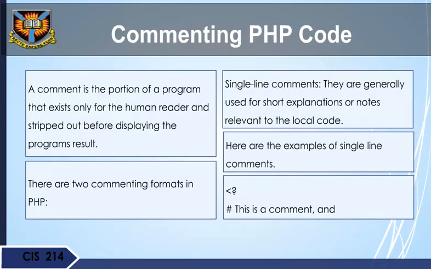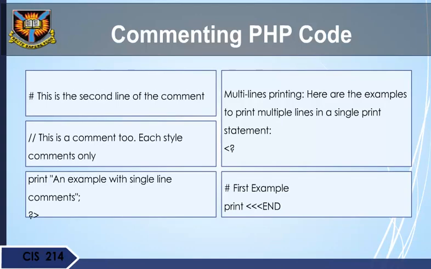Commenting PHP code. A comment is the portion of a program that exists only for the human reader and is stripped out before displaying the program's result. There are two commenting formats in PHP. Single-line comments are generally used for short explanations or notes relevant to the local code. Here are the examples of single-line comments. Hash, this is a comment, and hash, this is the second line of the comment. Double slash, this is a comment too. Each style comments only one line. Print an example with single-line comments.